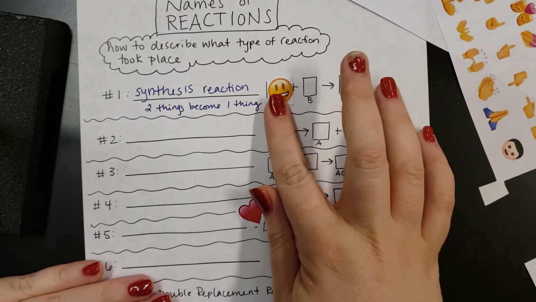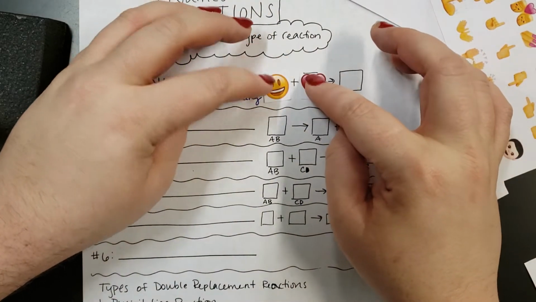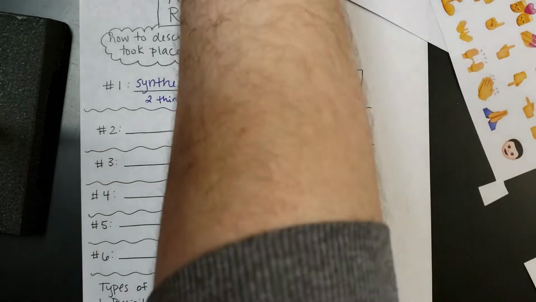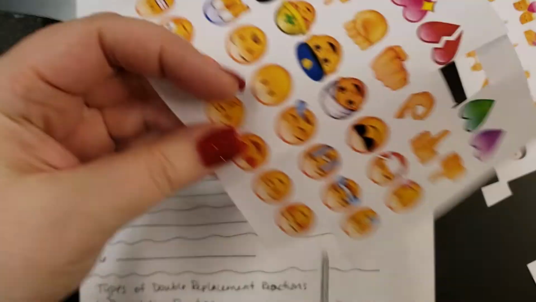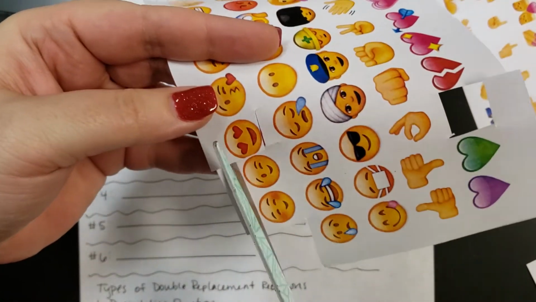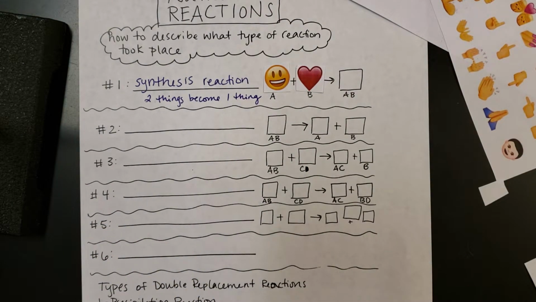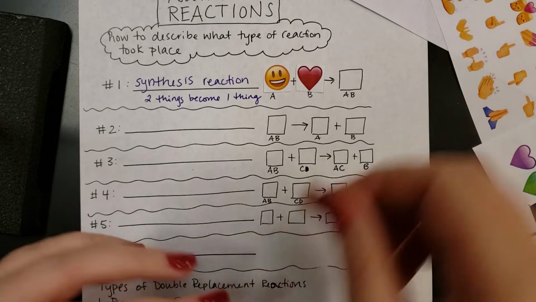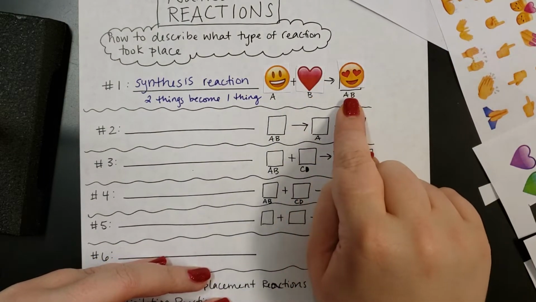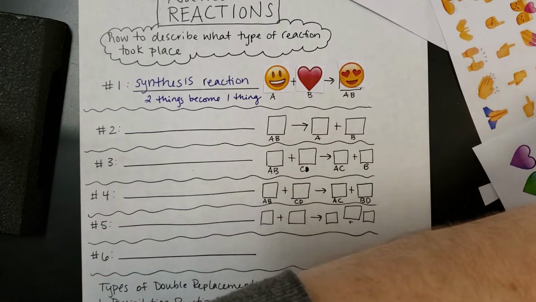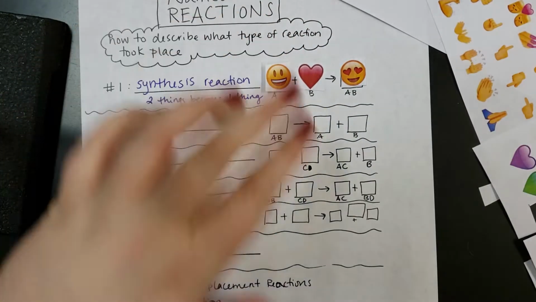All right, so I'm going to start with a happy face and a heart, okay? And now if I combine those 2 together in a chemical reaction, I'm going to get a happy face with hearts in its eyes. I took 2 things and I squished them together, and now I've made them one thing. Okay, so A plus B makes AB. And I'm just going to tape that. You don't have to be all fancy. There we go.